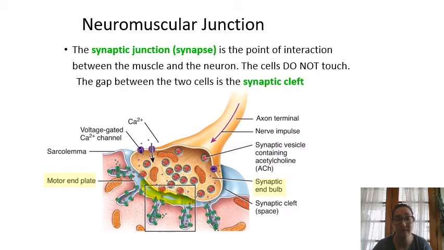So we can send the electrical signal or the action potential all the way down through the axon terminal of the nerve here, but when it hits the end of the cell, it has to be converted from an electrical signal into a chemical signal, and that chemical signal will be the neurotransmitter that crosses that synaptic cleft.